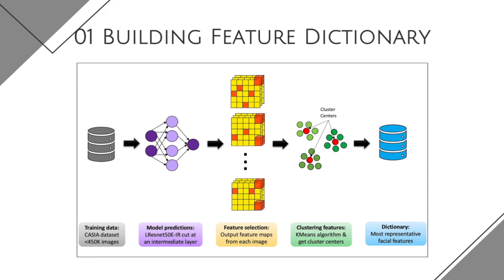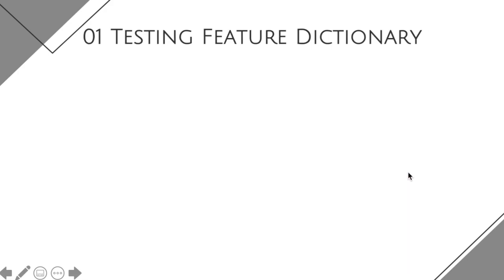This model is cut at an intermediate layer so that we get feature maps. From these feature maps, we can select features and cluster them using the K-means algorithm. Once we do this, we get the cluster centers. These cluster centers are the most representative facial features, which then comprise the feature dictionary. Next, we will see how we will test the feature dictionary.